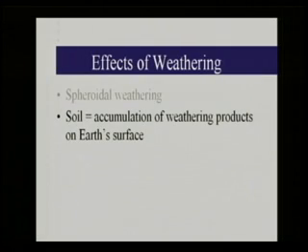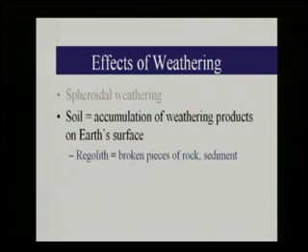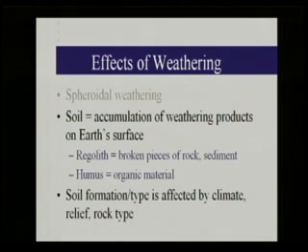In addition to spheroidal weathering, another effect or result of weathering is soil. Soil refers to the accumulation of weathering products on Earth's surface. Now, you may recall from the introduction that regolith refers to the broken pieces of rock and sediment at the Earth's surface. Not all regolith, however, is soil. We also have humus, that organic material that results from the decay of plants and animals. And we also have water and air in the soil.